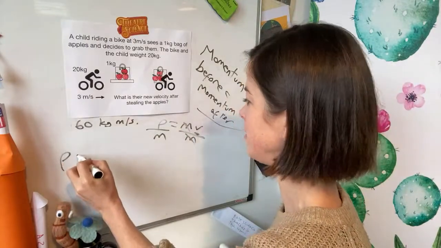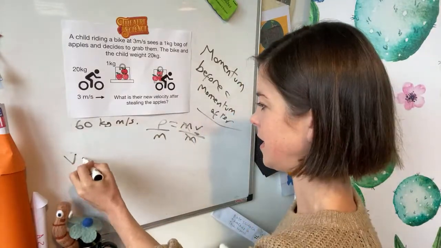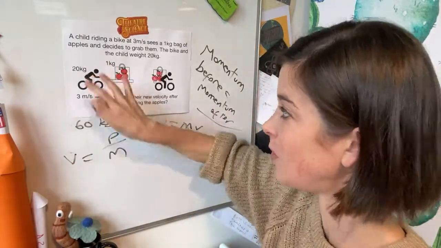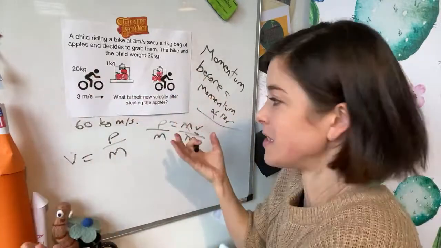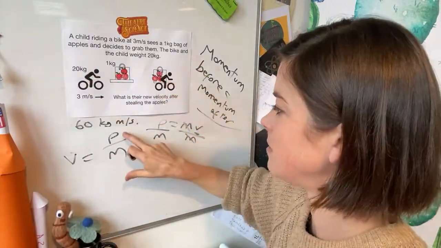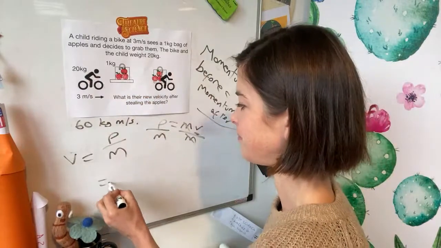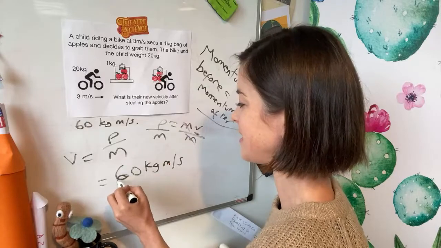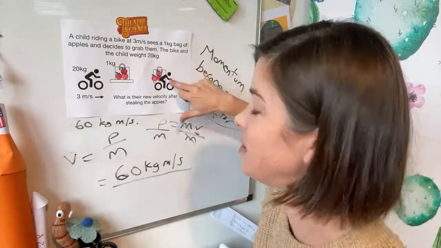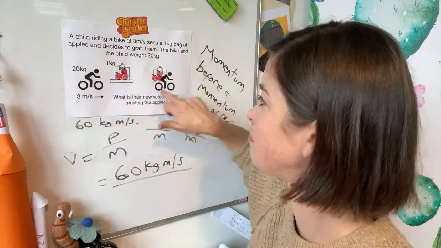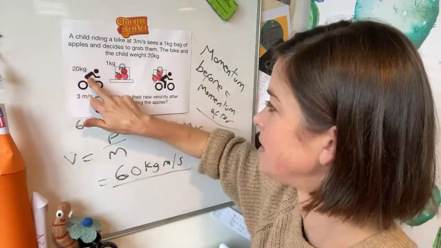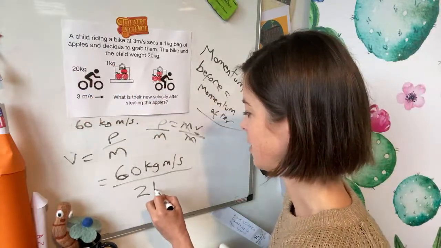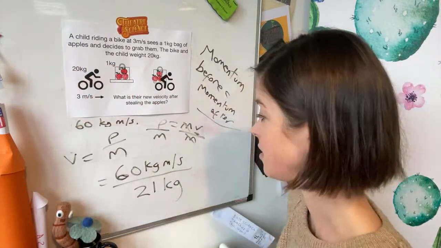So we know that velocity equals momentum divided by mass. And look, we've got the momentum because the momentum before is the momentum after, because momentum is always conserved. So this new velocity, we can use the momentum that we've just worked out, 60 kilogram meters per second. And what's the mass? Well, be careful. We've got a new mass, haven't we? It's the child plus the apples. So the child, it was 20 kilograms for the child on the bike, but we've got to add on the apples. So we're dividing that momentum by 21 kilograms, which is our new mass.